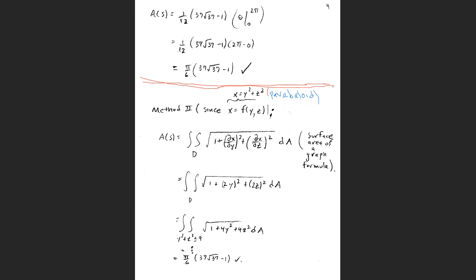Okay, if you work it out, you take the partial derivative of x with respect to y. That'll be 2y. The partial derivative of x with respect to z will be 2z. And you wind up with the same integral. Isn't this the same double integral that we saw using method 1? That's the same double integral.